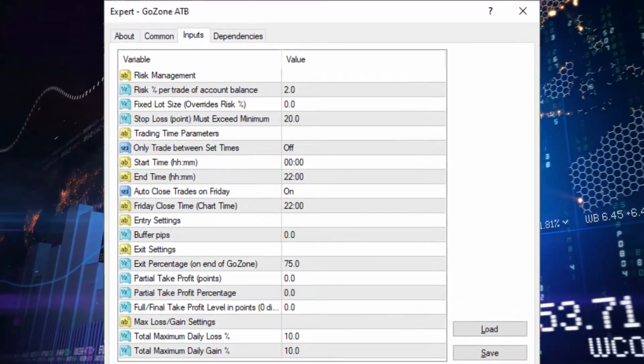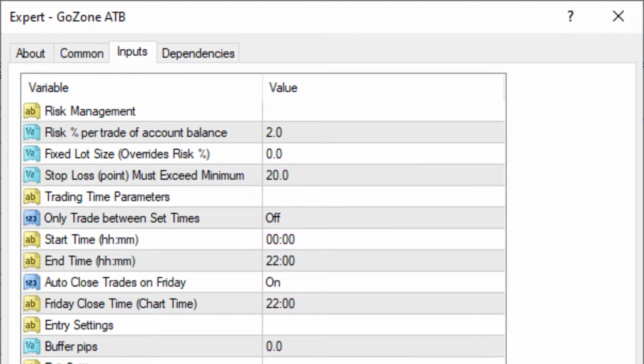This is a setup page for the GoZone ATB on the MT4 Expert Advisor. Here we'll input a complete trading plan for the ATB to execute. We'll go through each line so you can get a better understanding of the power of this tool. The first section we'll be looking at today is risk management.